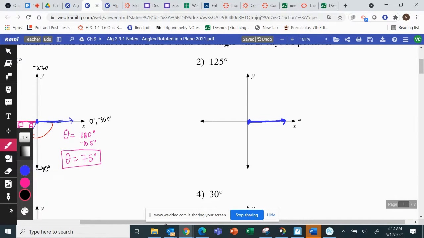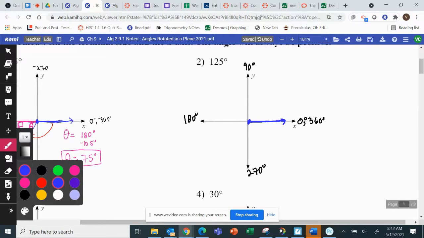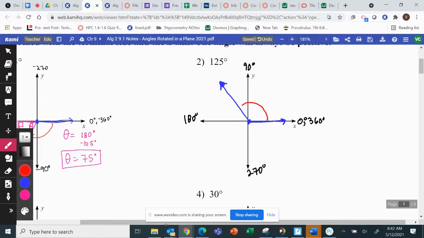So if you need to, we can label the axes. So we got 0, then we've got 90, then 180, then 270, and then 360. Just label those axes, and we're going to go 125 degrees. So that's somewhere in the second quadrant. And then I'm going to draw that red arc that shows where I rotated and how far I went. At the end of my terminal side is an ordered pair that says negative x, positive y.